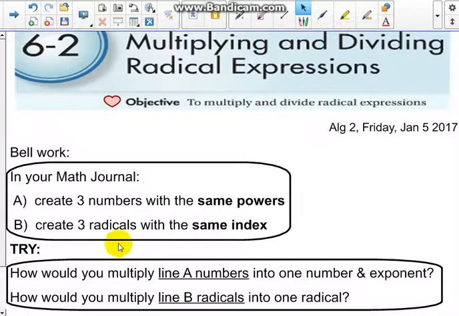And then for the next 3 radicals that you created, I want you to do the same. How would you multiply those 3 radicals together into one radical? And do that. If you need more time now, you may pause the video. And we're going to move on.